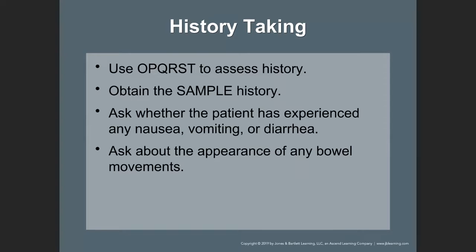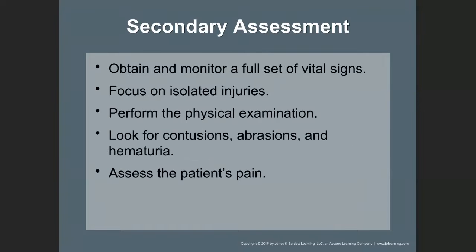So once we have completed the primary survey and addressed life threats, we should know what the patient's GCS is. We should know if it is a load and go patient. We should know if the patient requires a rapid scan. Next is history taking. Use the OPQRST to assess history, obtain a SAMPLE history, ask whether the patient has experienced any nausea, vomiting, or diarrhea. Ask about the appearance of any bowel movements.